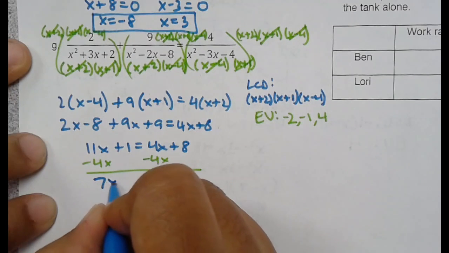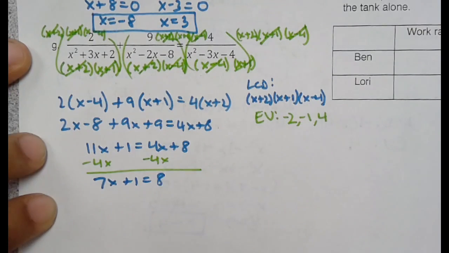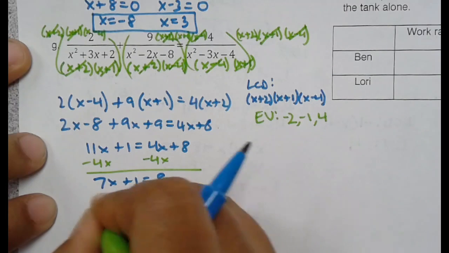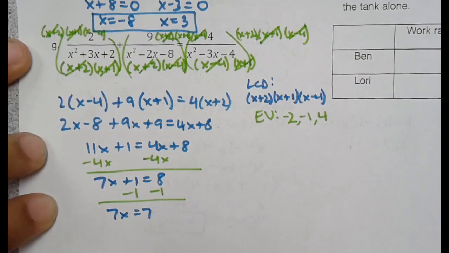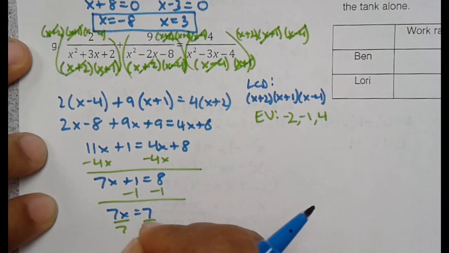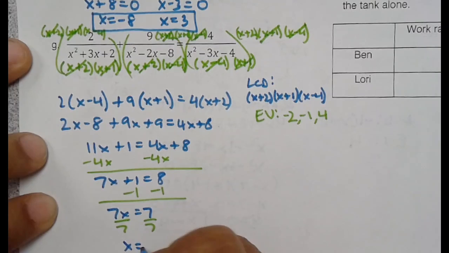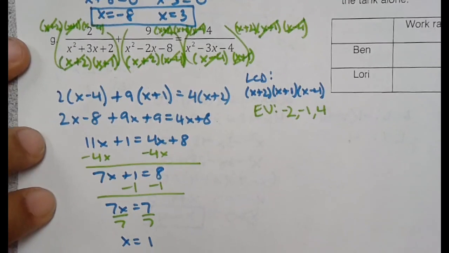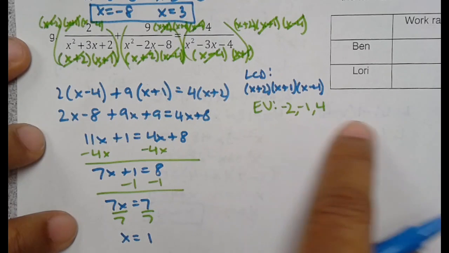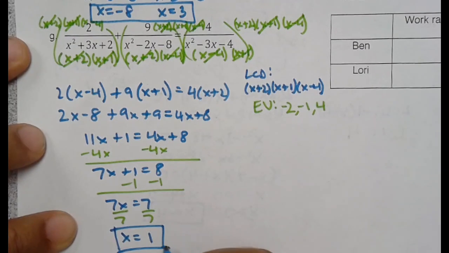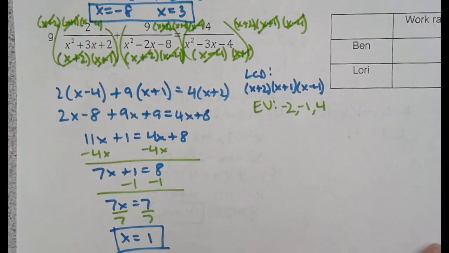So you got 7x plus 1 equals 8. Let's go ahead and move this 1 to the other side by subtracting. We get a 7x equals 7. Last step, divide by 7. And we get x equals 1. Now, let's see, is 1 one of the valid solutions? Yeah, it's a valid solution. It's not one of the excluded values. And so that's it.